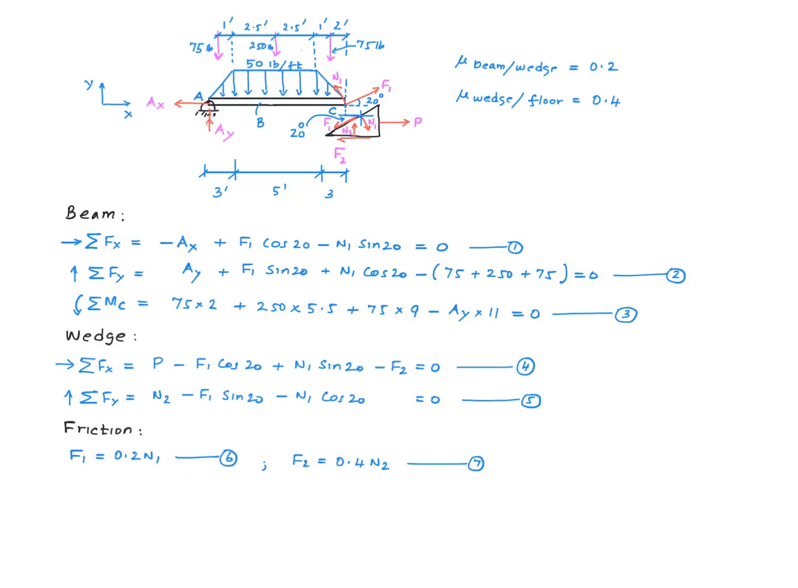One of them, the first one, is written for this interface. F1 equals coefficient of friction multiplied by N1, where the coefficient of friction is 0.2. The second one, which is this one, is written for this interface. F2 equals coefficient of friction of that interface multiplied by N2. The coefficient of friction of that interface is 0.4. So that's it. We have derived the 7 equations we set out to derive.